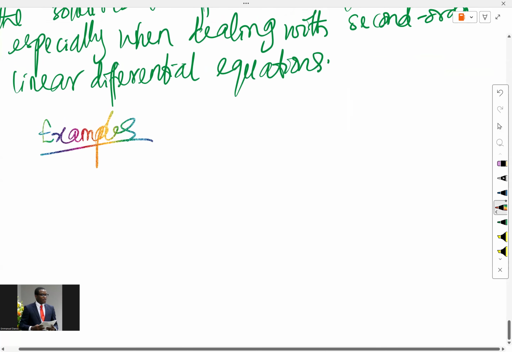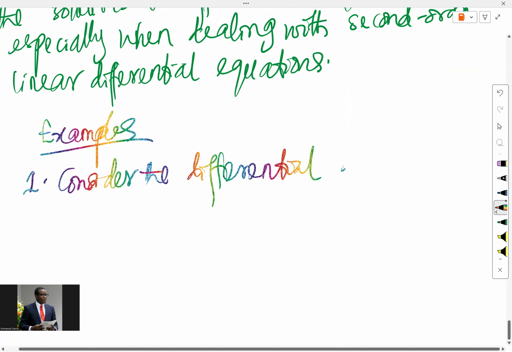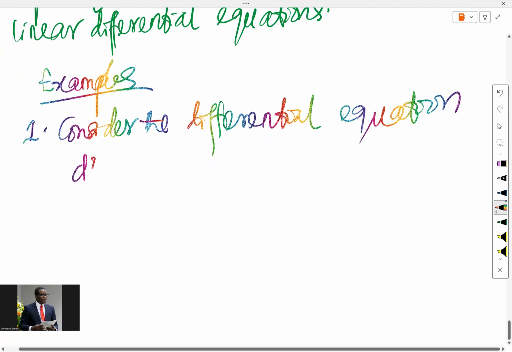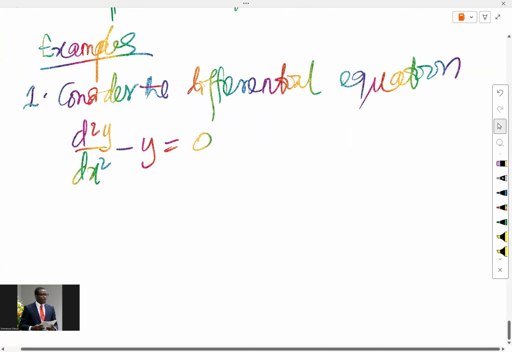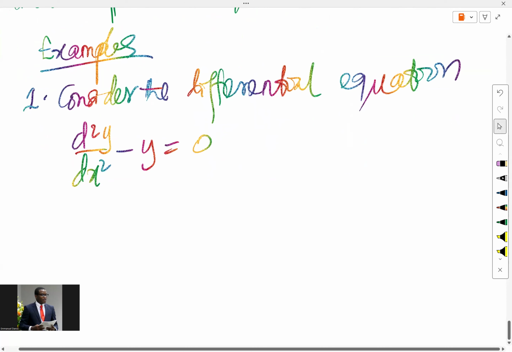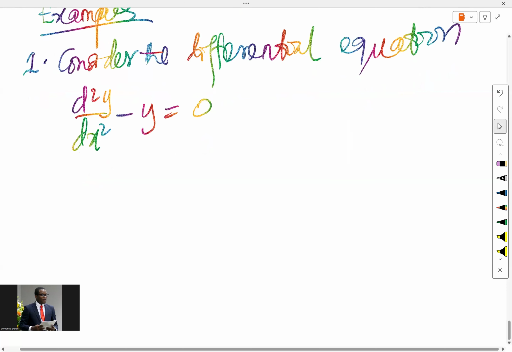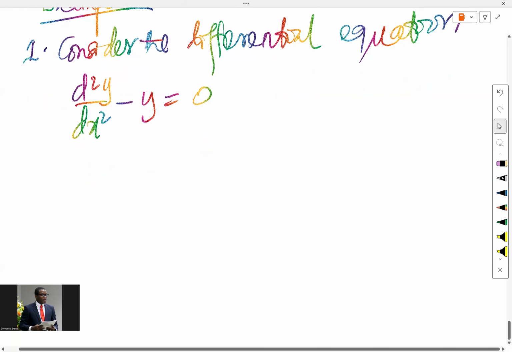So one, consider the differential equation d squared y over dx squared minus y equals 0. Of course, this is a second order differential equation because it involves second order derivatives. A differential equation is an equation involving derivatives of a variable with respect to another variable.